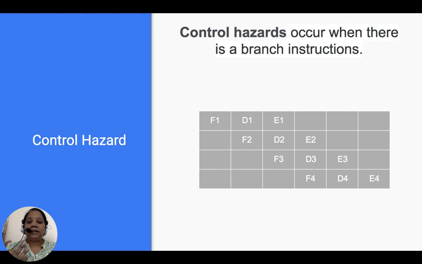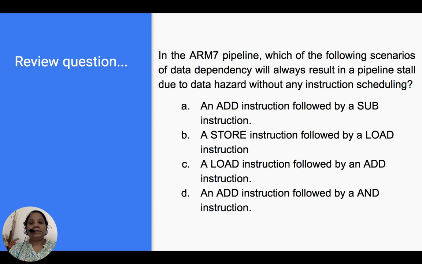And the third hazard is that whenever there is a branch instruction, there is a high possibility that you would have fetched the wrong instructions into the pipeline instead of taking the jump, that is the branch instruction. That causes a kind of stall in the pipeline, and that is known as the control hazard. Clear? So these are the three hazards that can occur in a pipeline processor, and that would be possible in ARM7 also. Just a small review question to all of you.